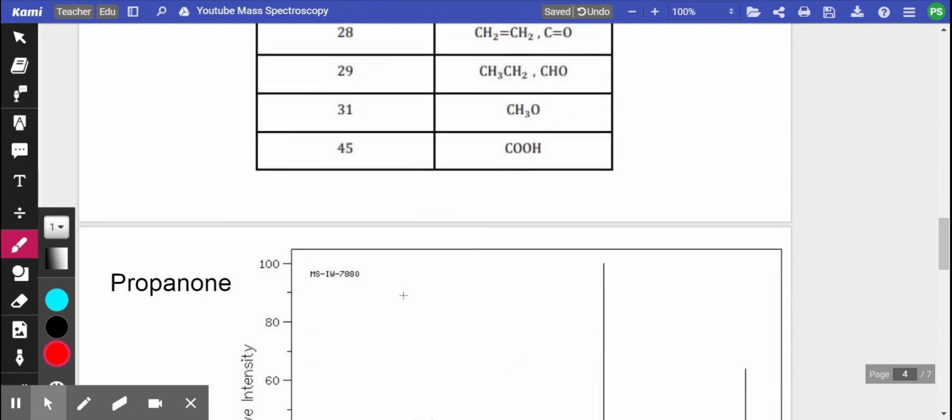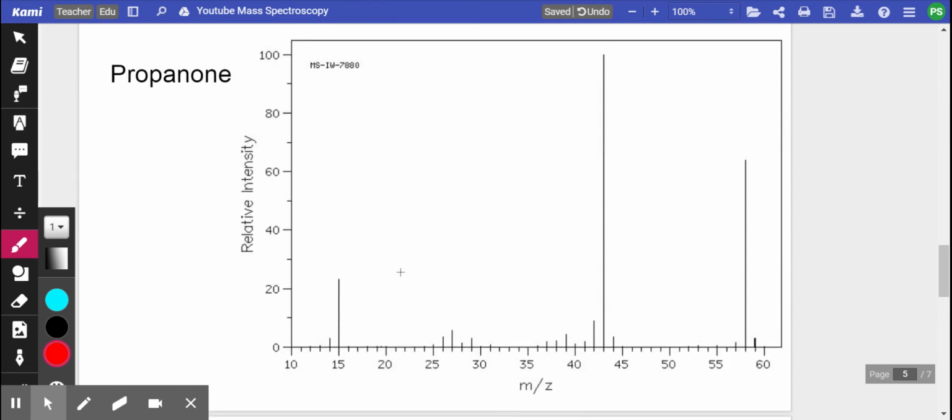Okay, now let's analyze another sample. Okay, propanone has this formula. So propanone is a ketone. There's a double bond between the carbon and the oxygen. And overall, this weighs 58 grams per mole. And this is why we see the peak at this position.